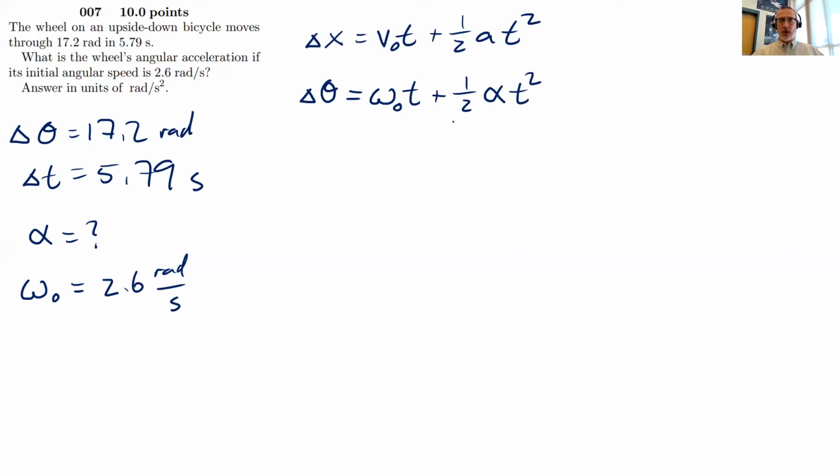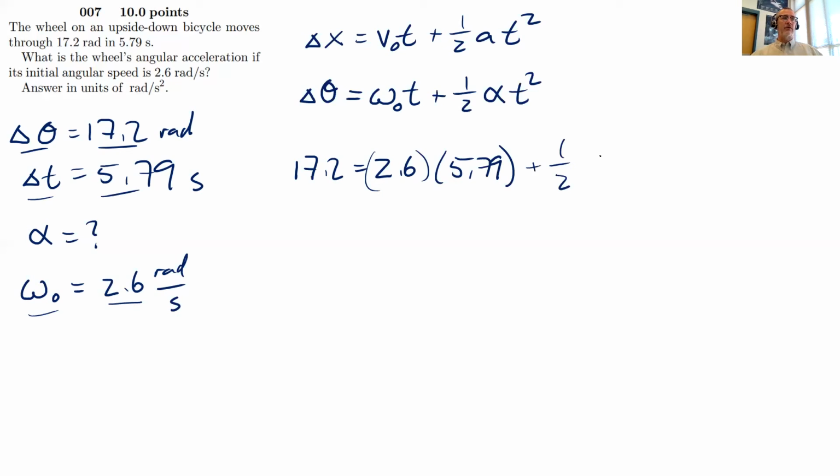So we're going to use this equation in order to solve the problem instead of trying to solve for a final angular velocity. I actually don't need that because I have these values. So now I'm going to plug in my displacement of 17.2 radians. I know that my initial angular velocity is 2.6 radians per second, and the elapsed time in this problem is 5.79 seconds, and that is here and here. And then I have the 1/2 of my angular acceleration that I'm looking for times the time squared, 5.79 squared.